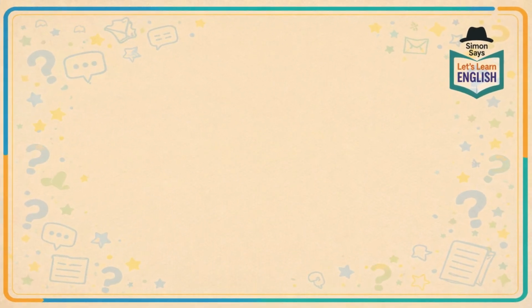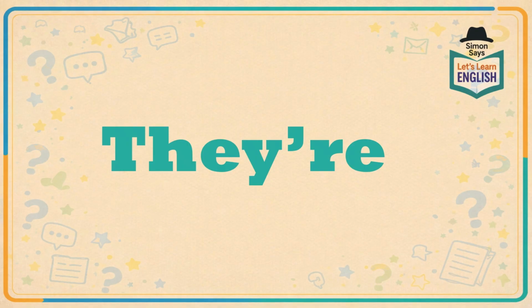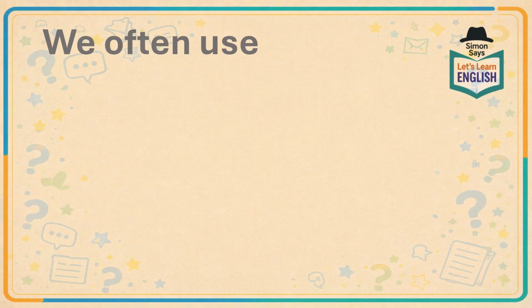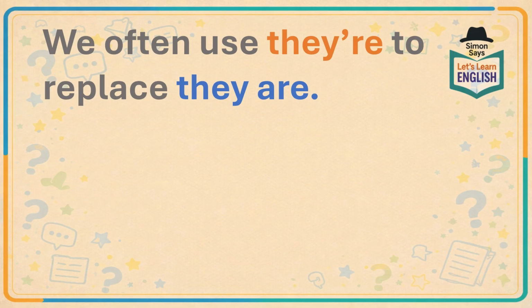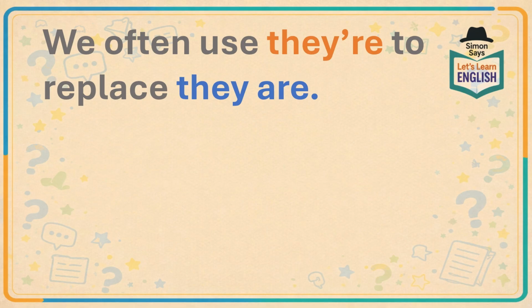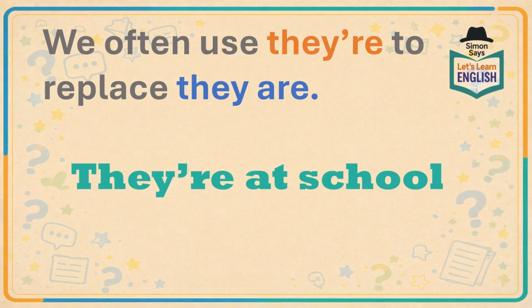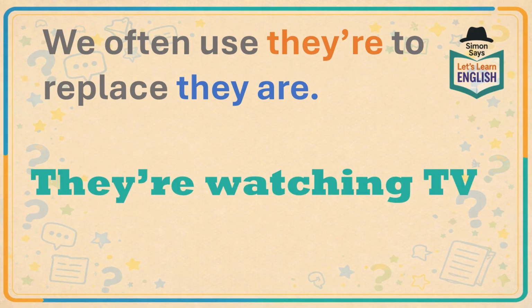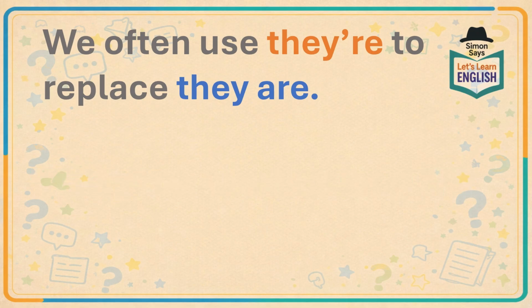Okay, now let's move on and find out when to use they're. We often use they're to replace they are. So they're is another way of saying they are. Let's have a look at some examples. They're happy. They're studying. They're at school. They're watching TV. They're my friends.